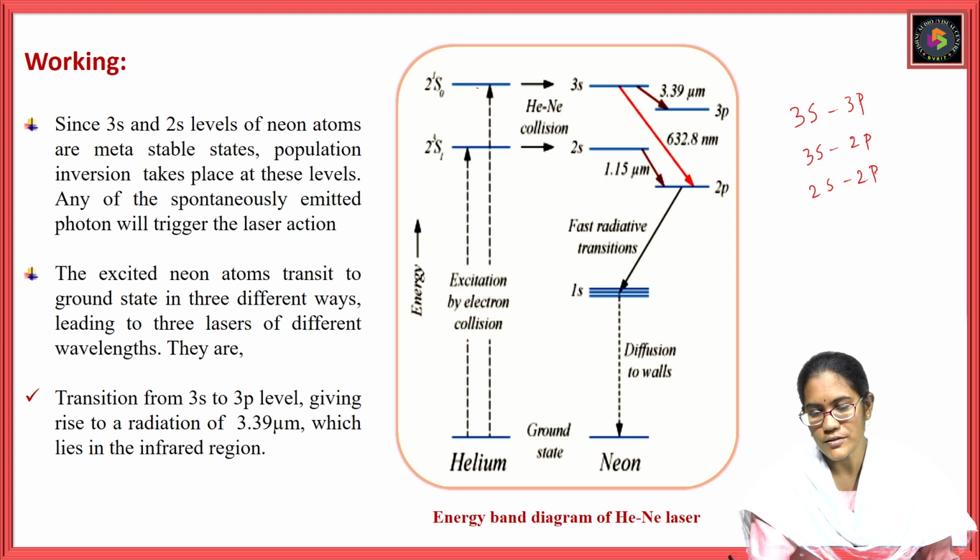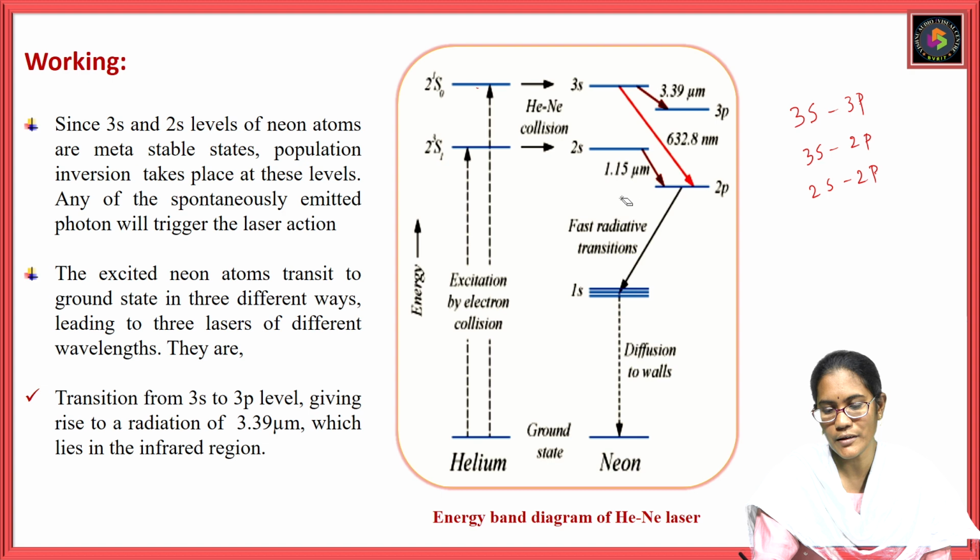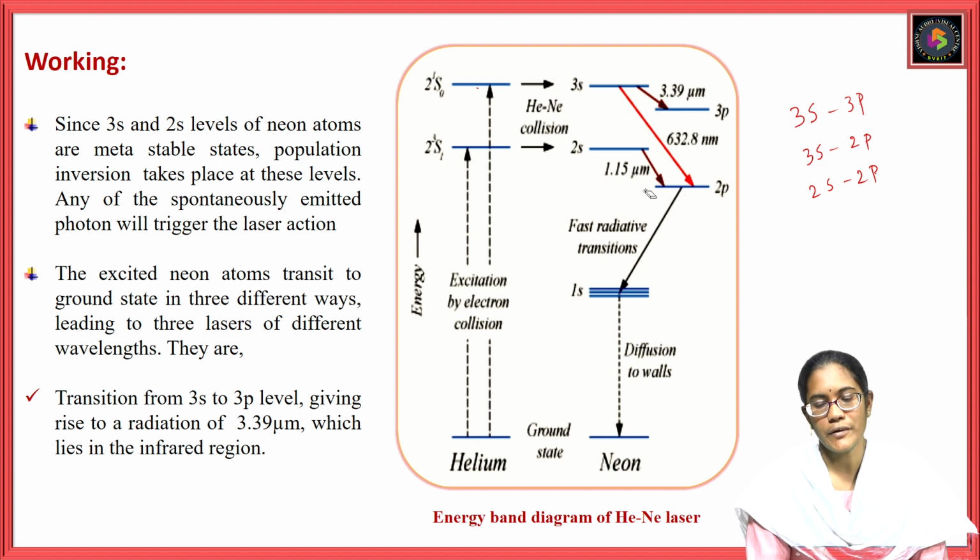This is the longer transition compared to 3s to 3p. It emits the wavelength of 632.8 nanometers. And there is one more transition, 2s to 2p. This is the third transition. It emits a wavelength of 1.15 micrometers. Among these three transitions, 3s to 2p is the longer transition compared to the other two. So 2s to 2p and 3s to 3p are the minor wavelengths, and this is the major wavelength that comes out as the laser source, which falls under the visible region.